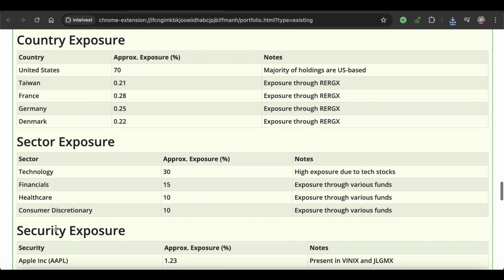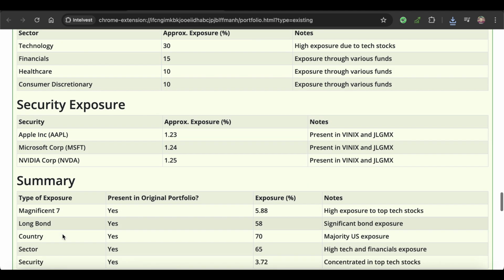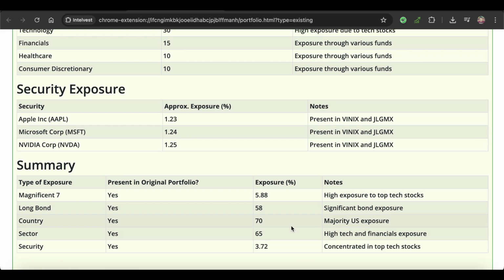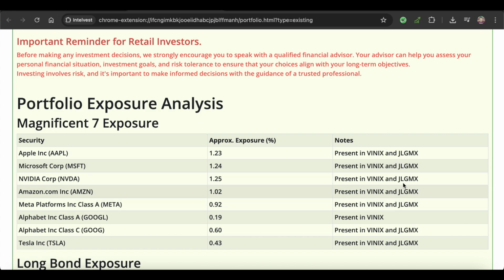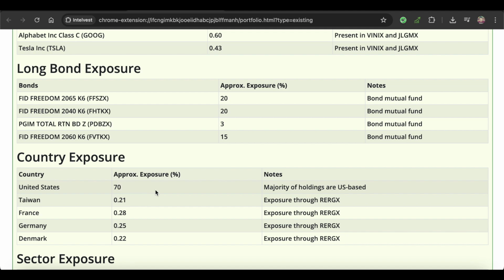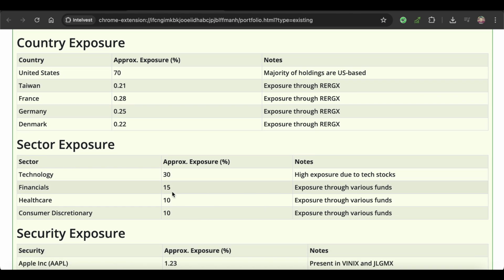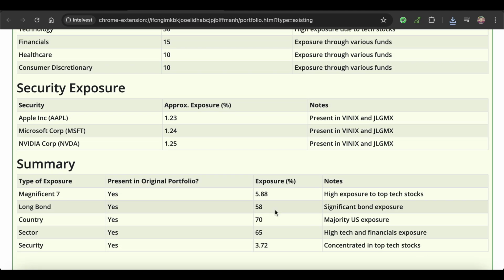Sector exposure. Are you tech-heavy? Or are you underexposed to healthcare? Security exposure. See exactly where you're most invested, and what that could mean in different market scenarios. We wrap this section up with a concise summary of all exposure categories, helping you instantly spot any potential red flags or opportunities. In my case, I have Magnificent 7 exposure mainly from Vinex and JLGMX. Some bond exposure, country exposure, but mainly towards US and various sectors like technology, financials, healthcare, and consumer discretionary, with more exposure towards technology.